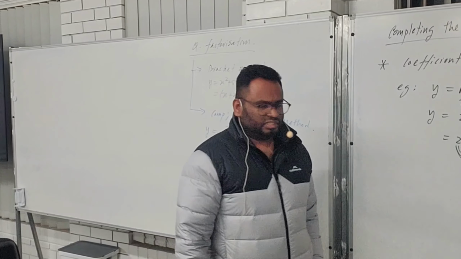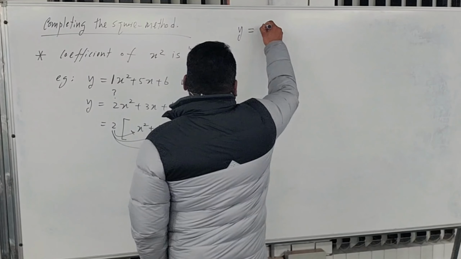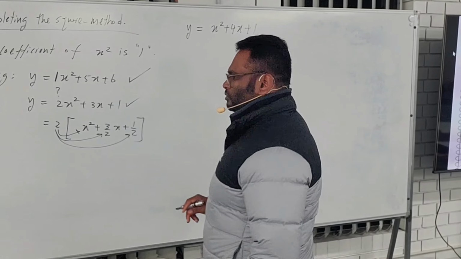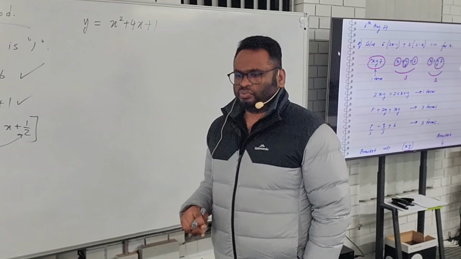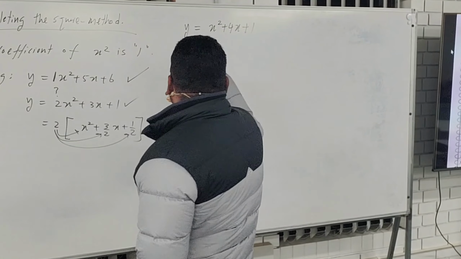All good. Now how to do the completing the square? I'm going to show it to you. If you have y is equal to x squared plus 4x plus 1, I'm going to show you how to complete the square. This is pretty easy. Look at the board first, you can write it down later.